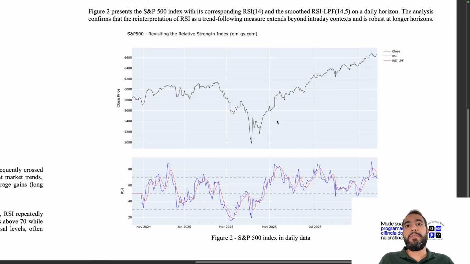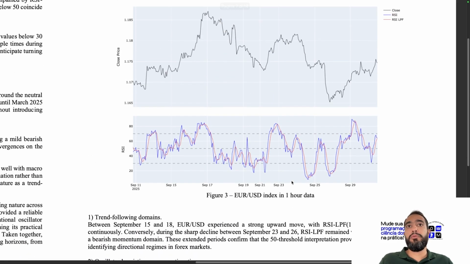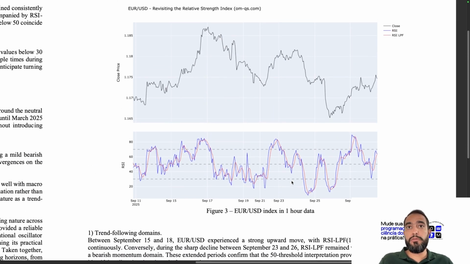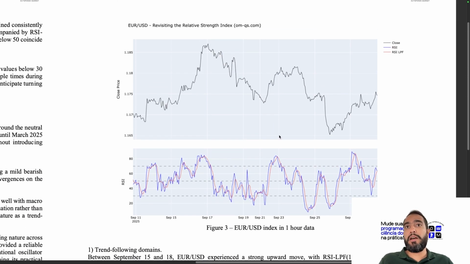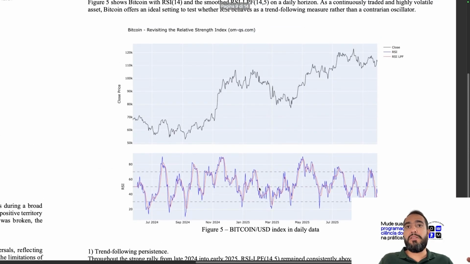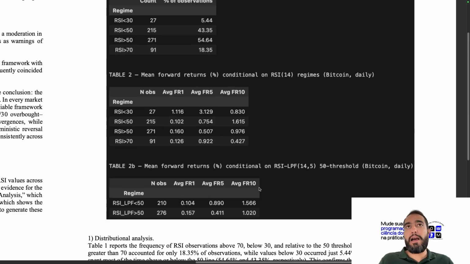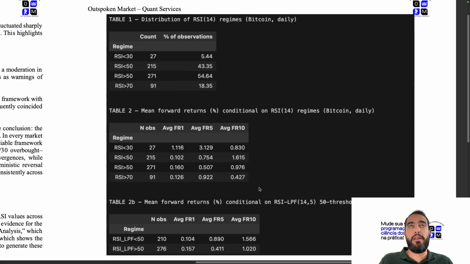But for example, if we take a look at the S&P 500, we are just going to see what we had there in TradingView. Now, if we go, for example, to the forex Euro USD, this is 1 hour data, exactly the same pattern is going to repeat. If you go to the Bitcoin in the daily data, or if you go to whatever asset, you're going to see the same thing.